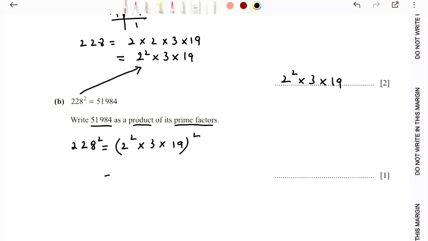So it will be 2 to the 4 into 3 squared into 19 squared. So this would be the answer. That would be 2 raised to power 4 into 3 raised to power 2 into 19 raised to power 2. This would be the answer. Now next question.